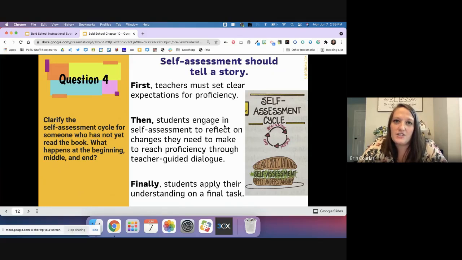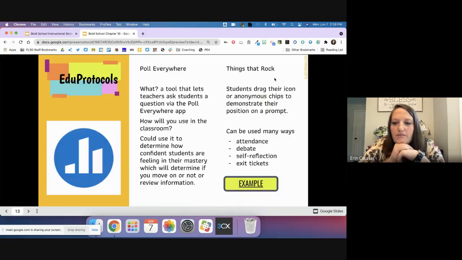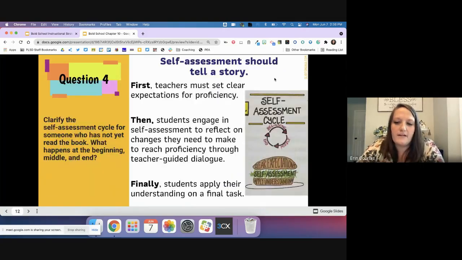Then students have to engage in that self-assessment to reflect on changes in the middle of the process. So rather than waiting until the goals have been completed or we've wrapped up the unit, we need to stop within the unit itself and allow students to reflect on their progress through teacher-guided dialogue. And I think at the elementary level, there's a lot of, give me a thumbs up if you're with me, at least in my classroom, those quick and informal modes of assessment, but also using some more intentional strategies and allowing the kids to see that progress as a class, which we'll look at in our examples. And then finally, the students apply their understanding on that final task.